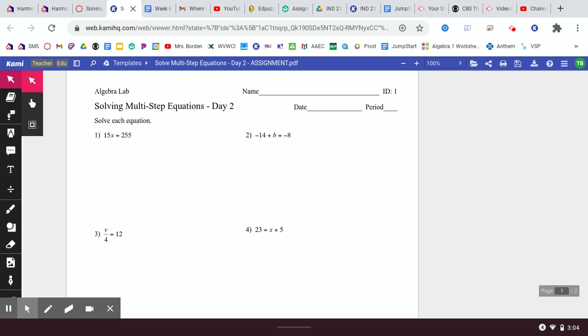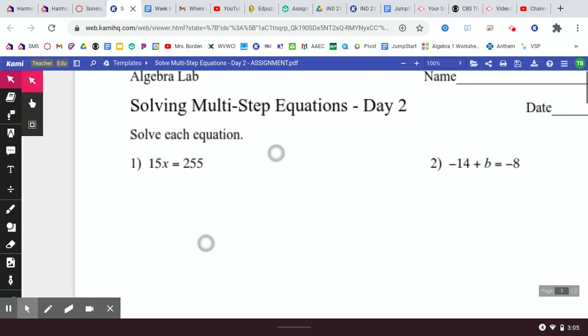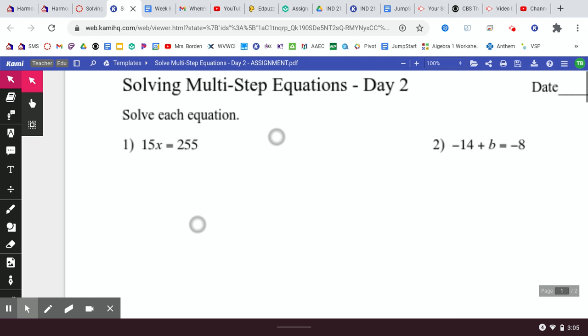Today I want to go over our assignment from February 9th. If you have not done this assignment yet, which nobody from home has, go ahead and go to our Canvas homepage, click on the assignment, which is Solving Multi-Step Equations Day 2, found on February 9th. When you click on that and hit the load button, open it in Cami, it should look like this. And then as you watch the video, we will work these problems along together.